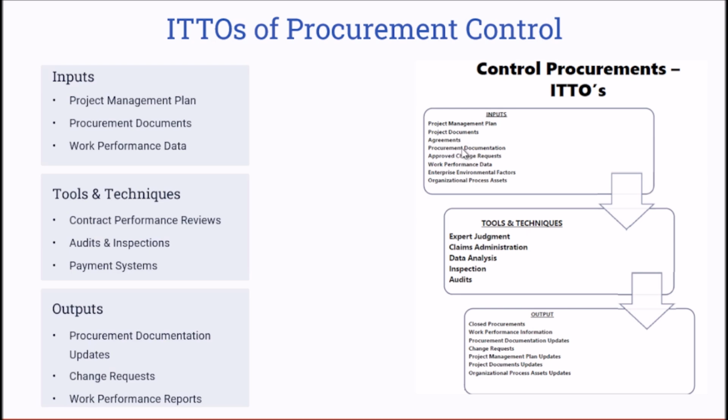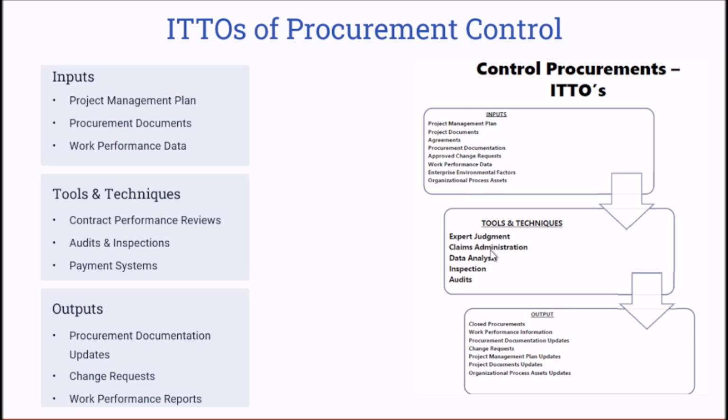The procurement documentation is where you floated an RFP, wrote all of your requirements, got all of these responses, and evaluated them. So this could be one of the important inputs that you have to deal with to ensure that whatever you have asked for is aligned with whatever the supplier is working on. Then the approved change requests, if any, work performance data, the EEFs, and the OPAs.